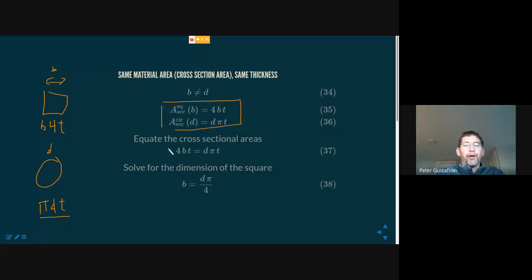Okay, so that's where these equations came from. Those are now material areas. If we equate these two things, then in terms of the diameter, we can solve for the width of the square. So for an equivalent amount of material used, the square will be of width B, which will be equal to D times pi over 4. So since 3.14 over 4 is less than 1, B, the width, is going to be less than the diameter.